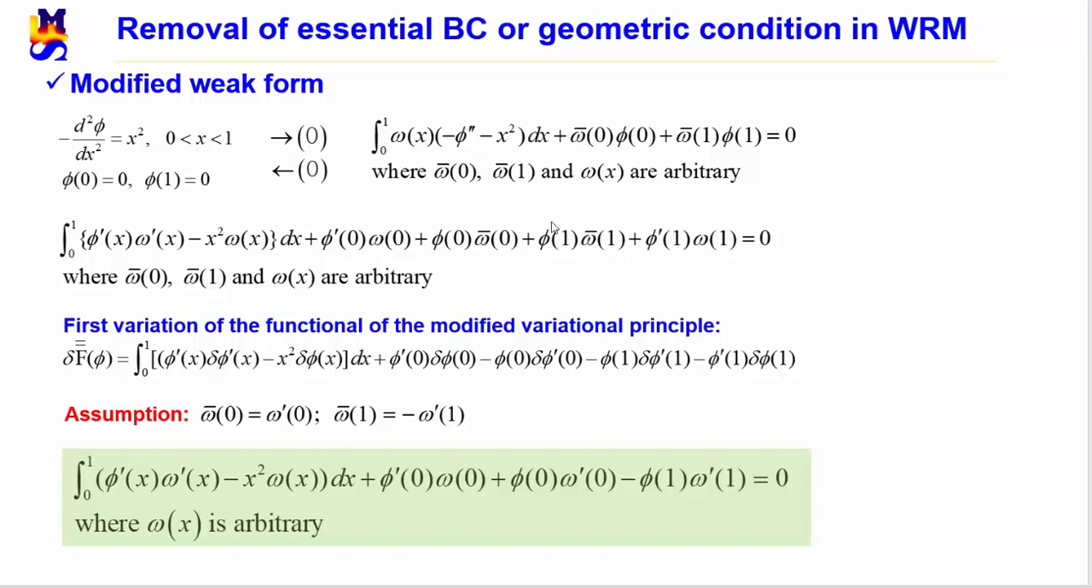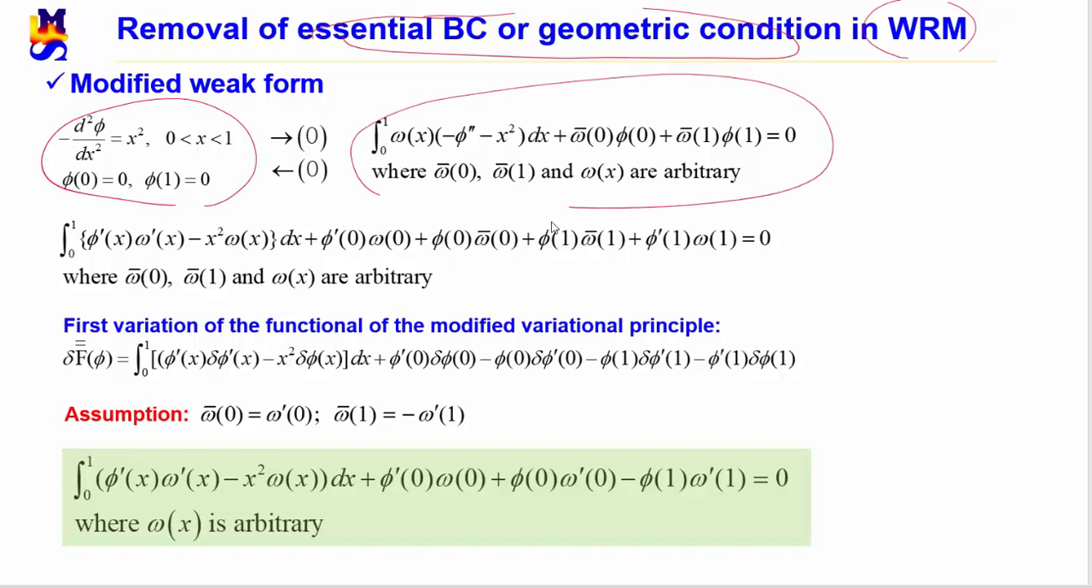Now, let's study how to embed the essential boundary and/or geometric conditions into weak form using the same boundary value problem. This problem can be reformulated using arbitrary function omega x and another arbitrary function omega bar x. This omega bar function is meaningful only at the boundaries. However, we consider omega bar as a function for generality and extensibility to 2D or 3D problems.